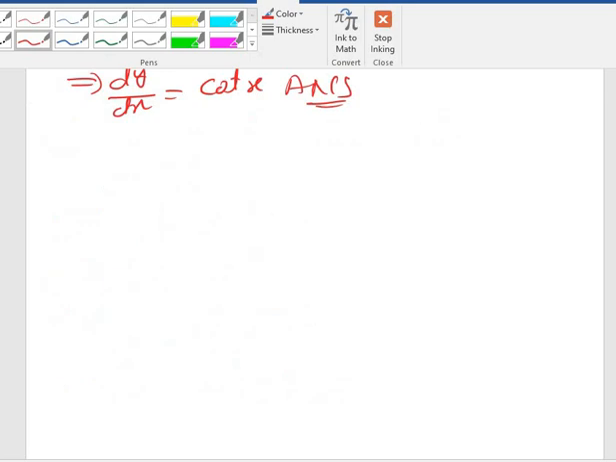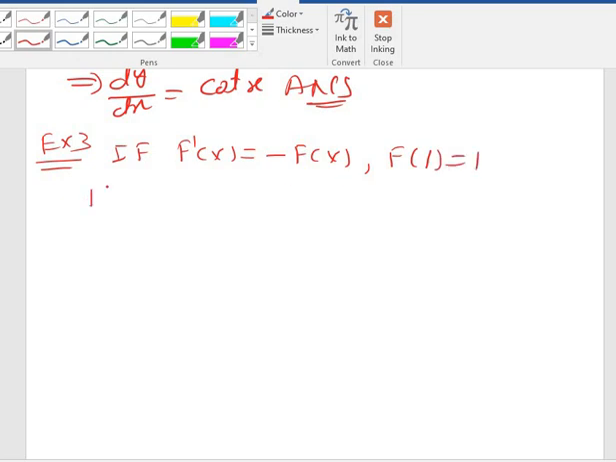Now I am going to tell you question number 3. I mean I am taking it as example number 3. If f dash of x equals minus f of x and f of 1 equals 1, then what is f of x?